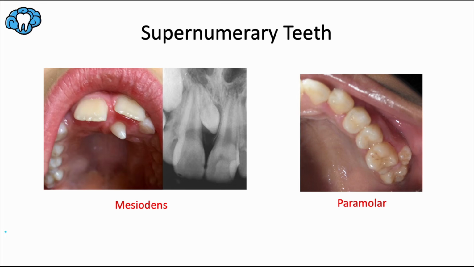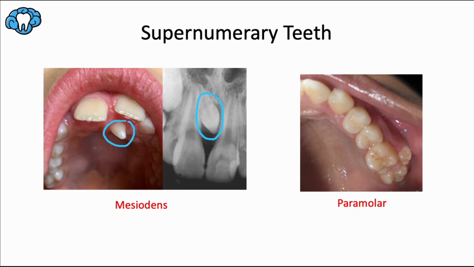The most common type of supernumerary tooth is a mesiodens, which is an extra tooth specifically located at the midline between the two maxillary central incisors. Most of them are palatally positioned, but note that supernumerary teeth don't always erupt through the gingiva, and sometimes they stay stuck beneath the surface.